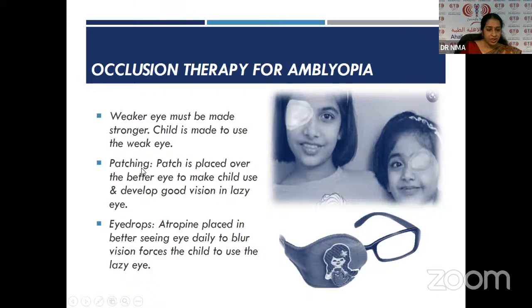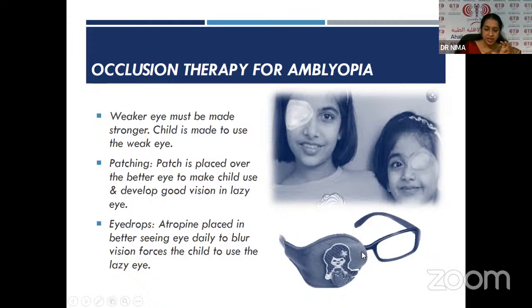And this occlusion can be done with patching. This is one form of patch, which is stuck on above the eye itself. But we usually use this for squinting. With the glasses, this other one is much better. That is the patch that is fitted onto the glasses. The patch is placed over the better eye to make the child use and develop good vision in the lazy eye. Then how long we have to do it is decided by the ophthalmologist itself.